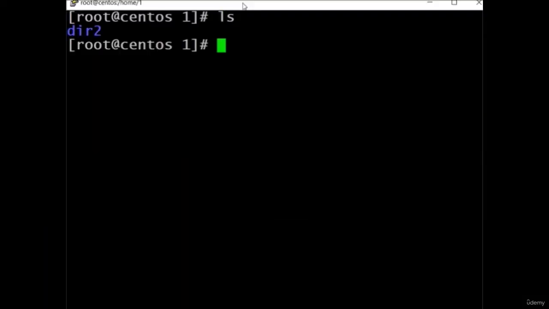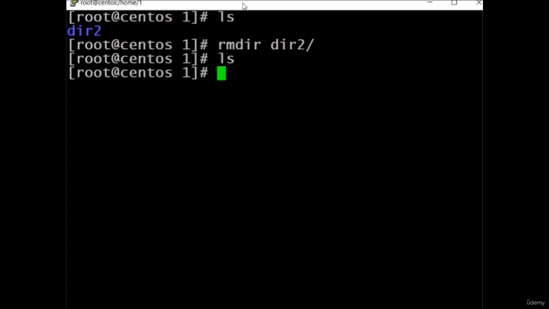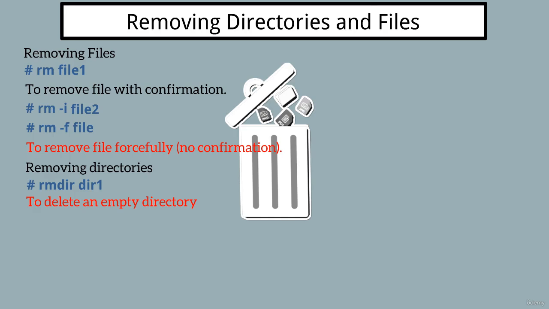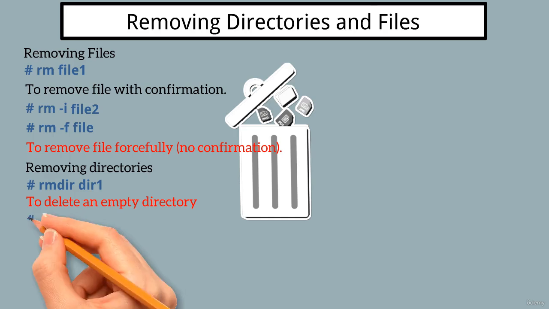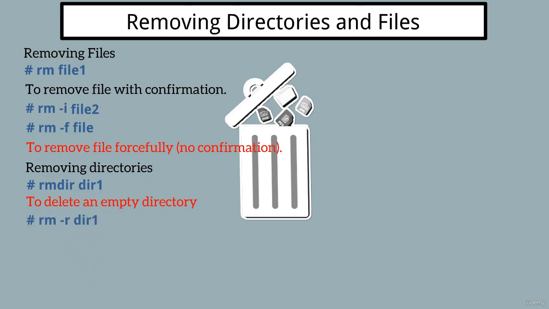As you can see, I have a directory called dir2, so let's just remove that one. rmdir dir2. Hit enter. Let's do an ls. As you can see, the directory's gone. There's nothing else listed here anymore. This is how you delete an empty directory. If the directory is empty, you can run the rmdir command and it will delete it.